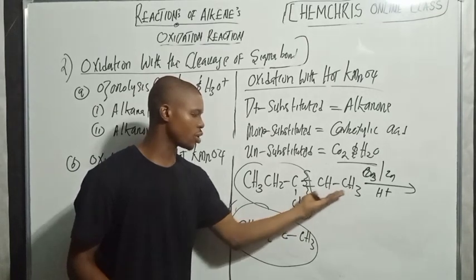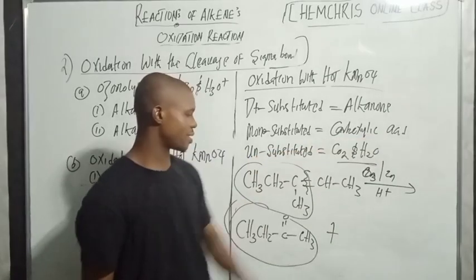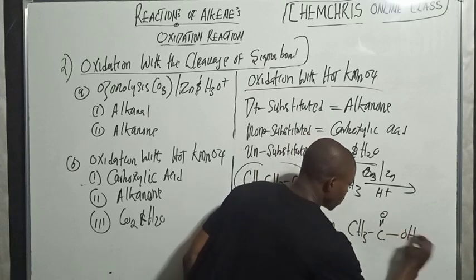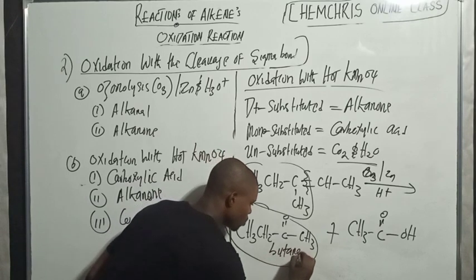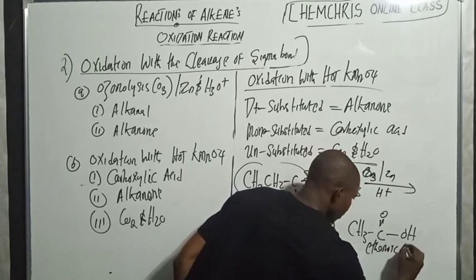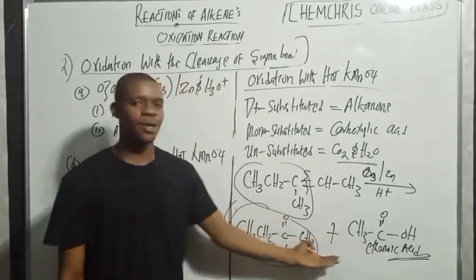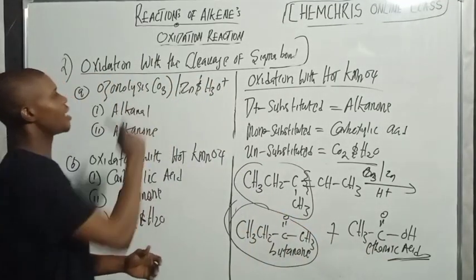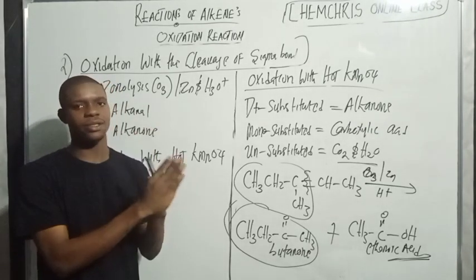Now, this side is mono. Mono will only produce a carboxylic acid. So here we have CH3, C. Okay, so here we have butanone, and here we have ethanoic acid. Do you understand now? So this is just a background for understanding the oxidation of alkenes. We have done a lot of things.